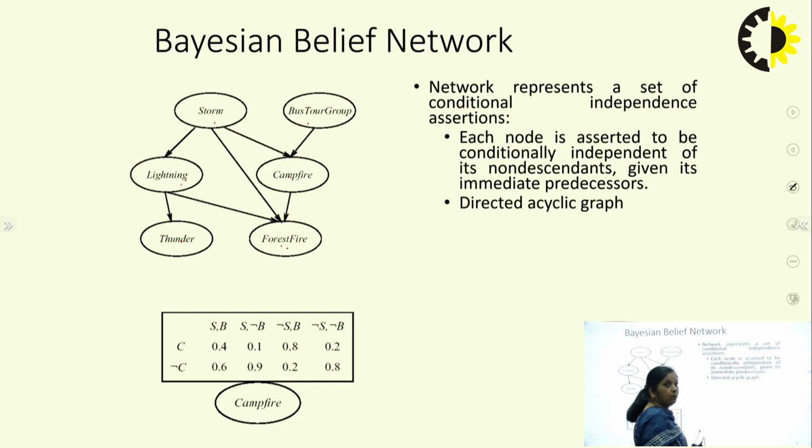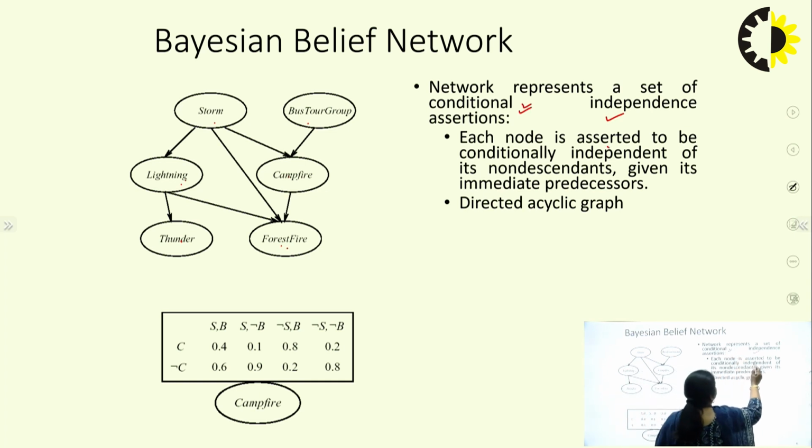What is the network? What does it represent? The network represents a set of conditional independence. Conditional independence we have discussed on the last slide. We have already talked about the naive Bayes classifier on one of the slides at the start. In naive Bayes classifier, we assume all are independent of each other. Here we have the concept of a set of conditional independence.